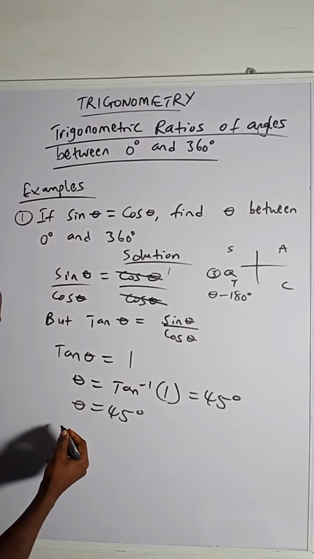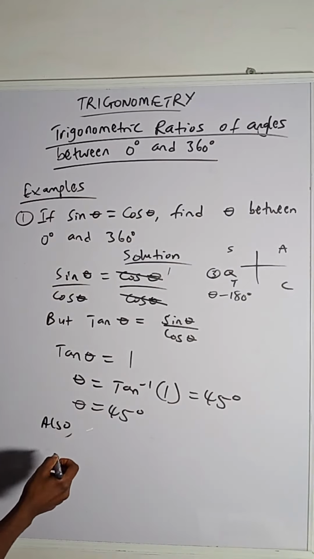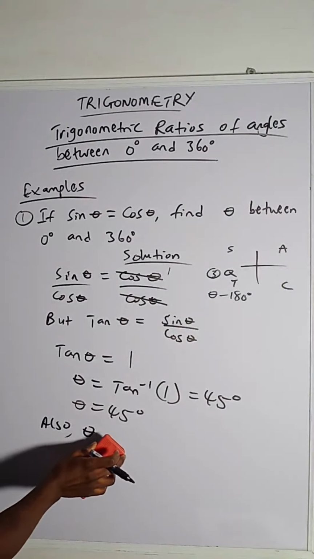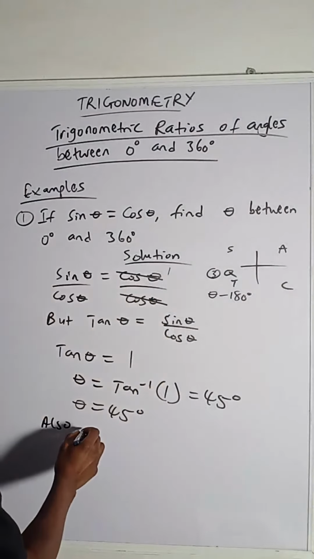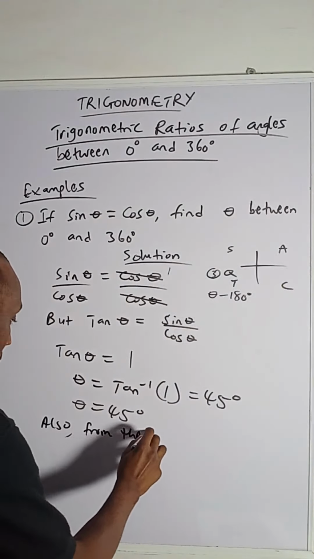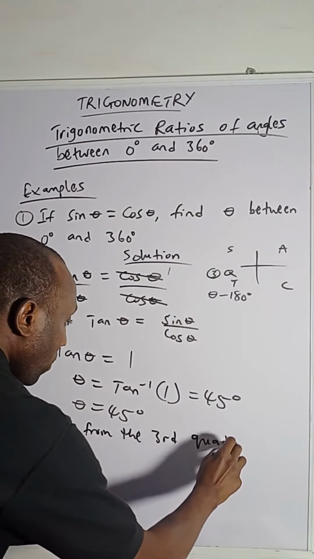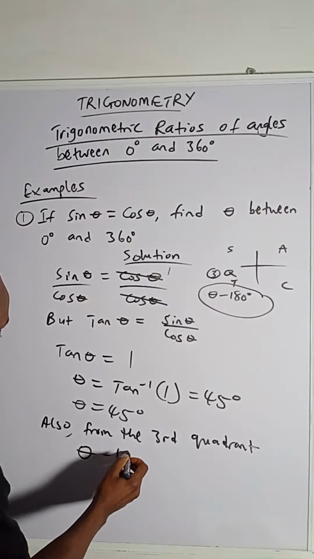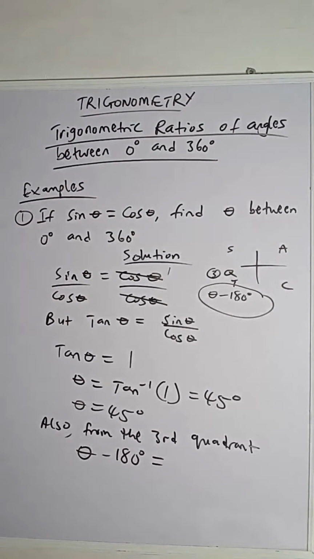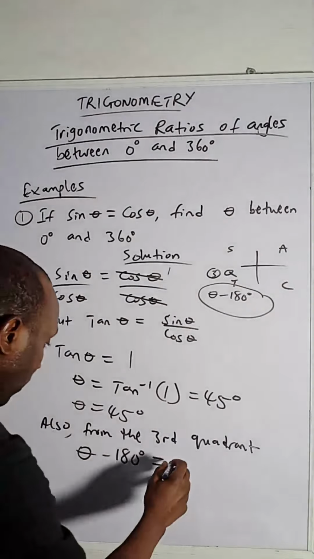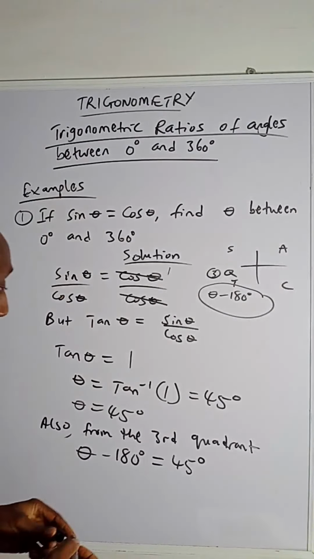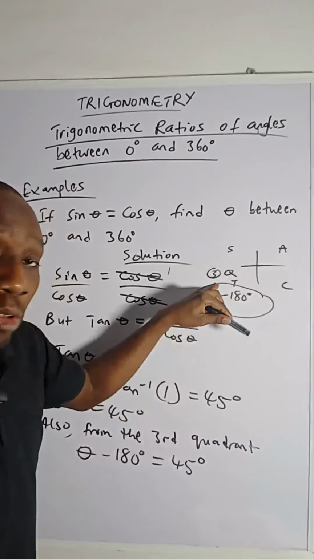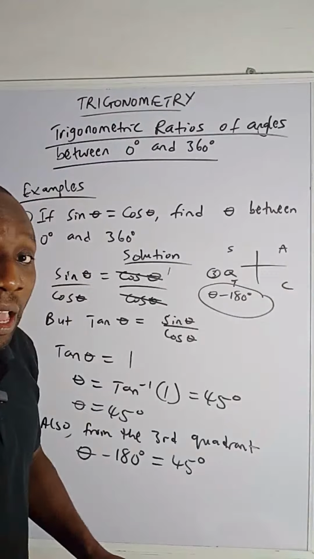So here it also means that, let me just make it clear to all of you. From the third quadrant, which is this one, theta minus 180 degrees is equal to what? 45 degrees. Because that is where tan is positive: the first quadrant and the third quadrant. And here's the formula for getting the reference angle, right?